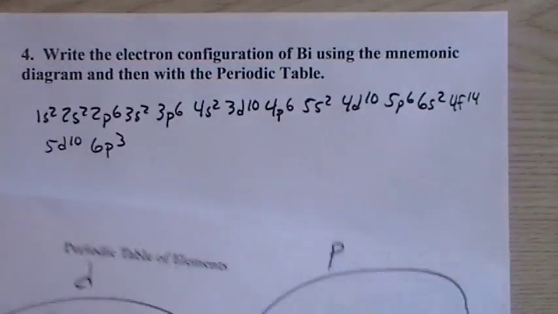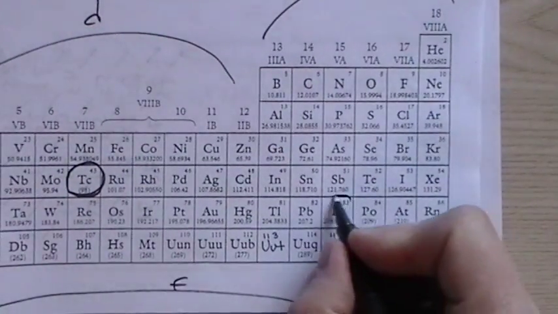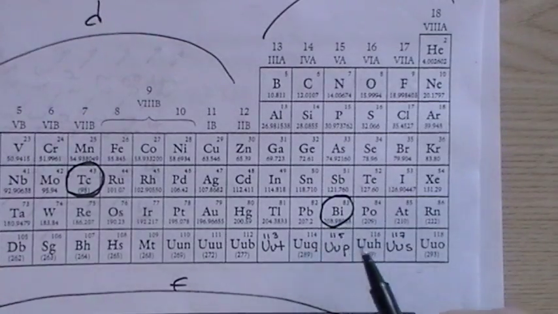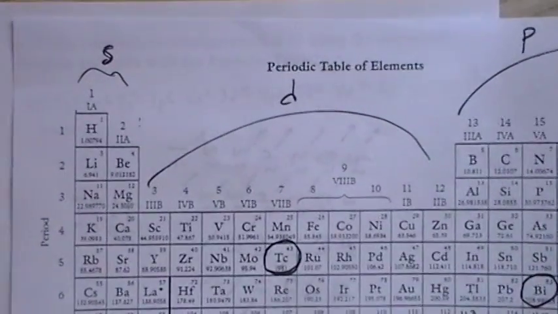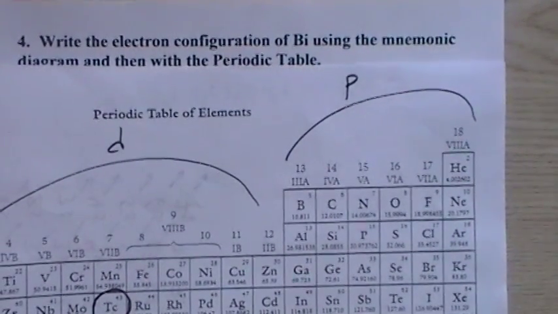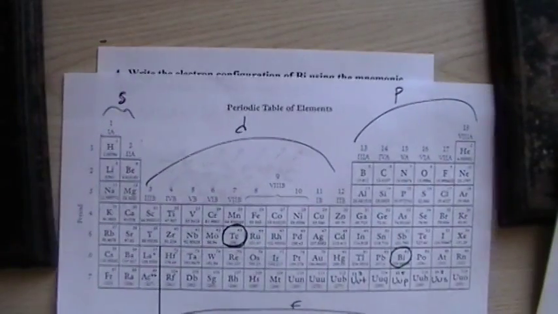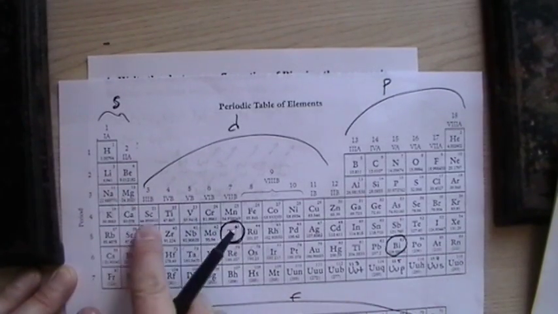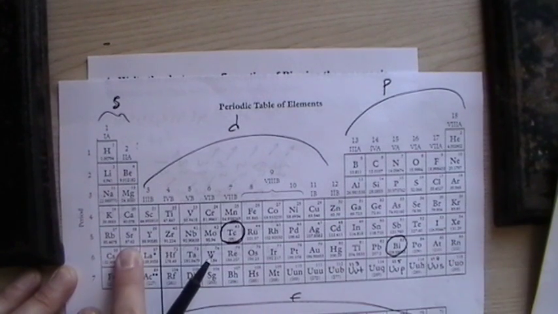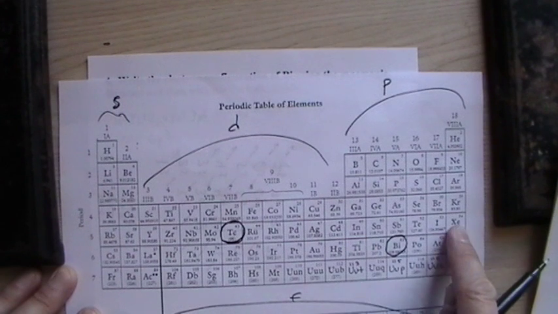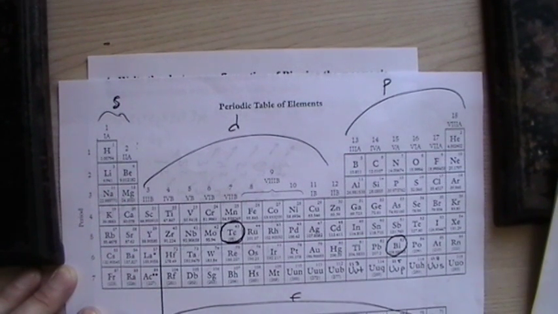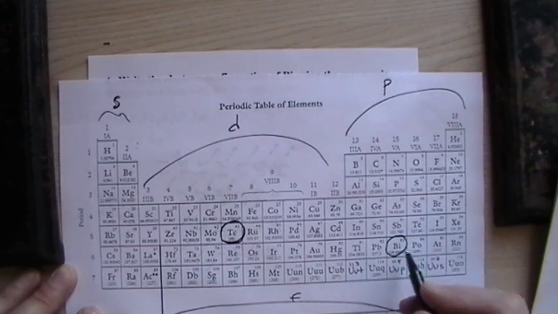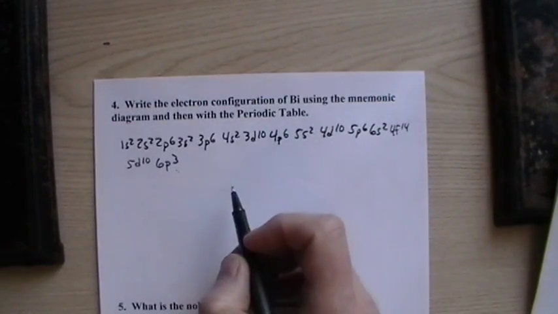Now, looking at the periodic table, I could have guessed what the last term should be for bismuth. Because it's 6p, it should be 6p3, and it certainly is. Using the periodic table, I'd say 1s2, 2s2, 2p6, 3s2, 3p6, 4s2, 3d10, 4p6, 5s2, 4d10, 5p6, 6s2, and then we have to drop down here, 4f14, and then 5d10, and then 6p3. And that's where we'd end. And if you read that back, you should come up with the same electron configuration that I have here.